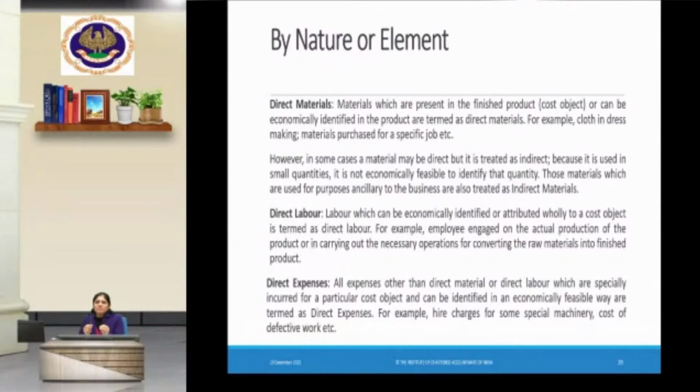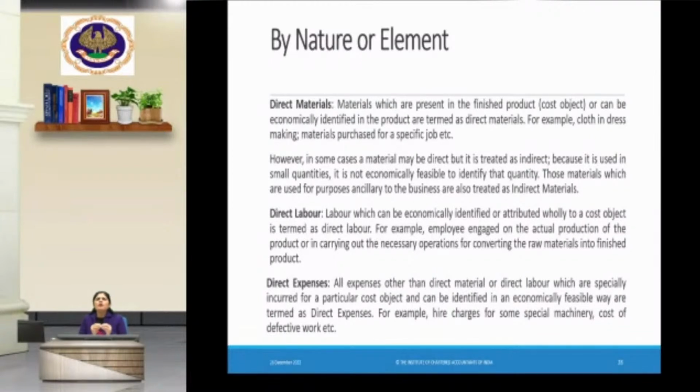So something which is identified in the product, it is present in this product. All right, and you can identify that it is present in the product, the raw material. That is the direct material. Direct material is something which is visible in the product. You can identify that it is in the product. It is directly used in the product.